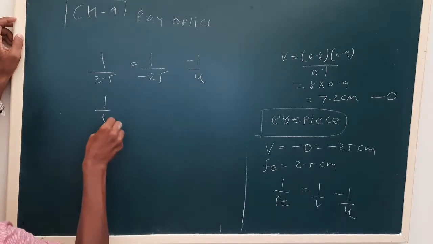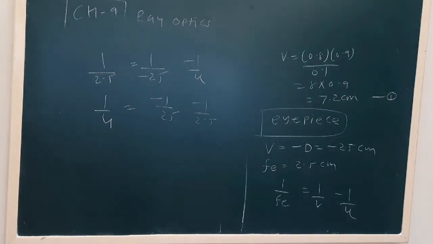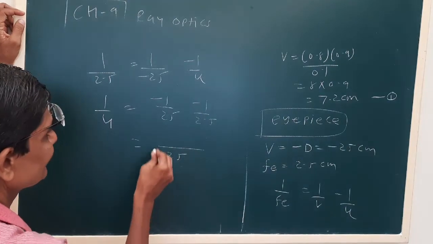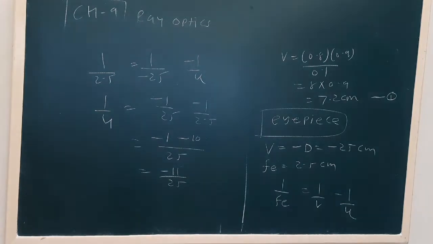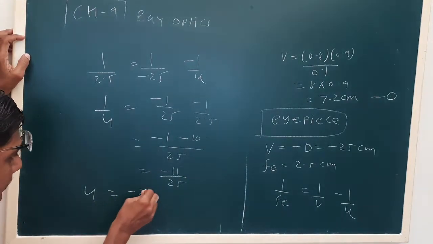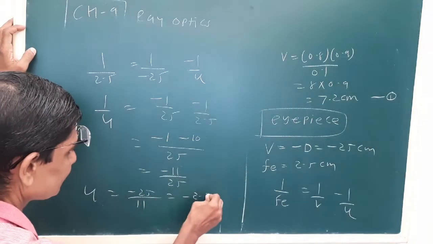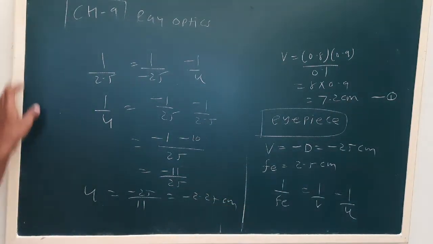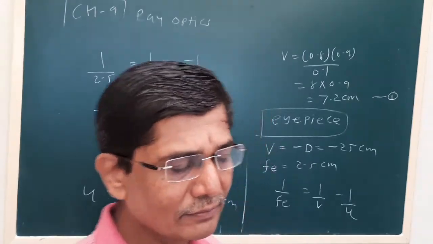So 1 upon U will be. Now see 25 and 2.5, they are multiples. So 25 will be the LCM. -1 minus 10. So object distance for the eyepiece or U will be. Now if I solve, we'll get -2.27. Now we have obtained all 4 values: object distance and the image distance for the objective, and similarly for the eyepiece.